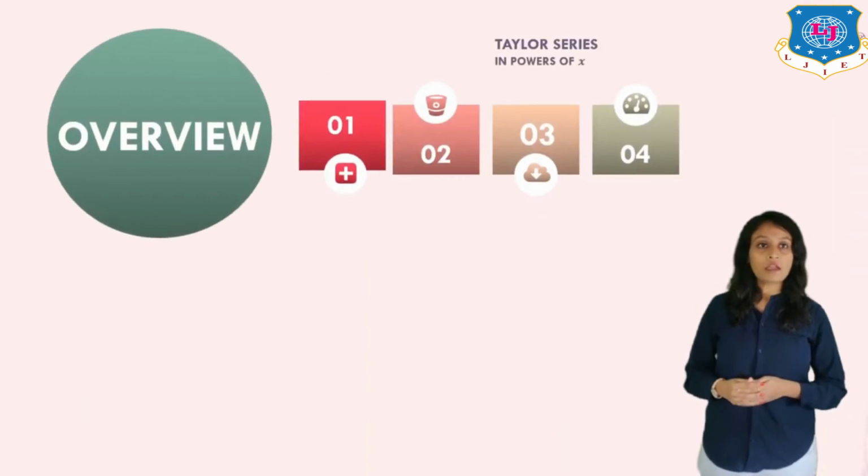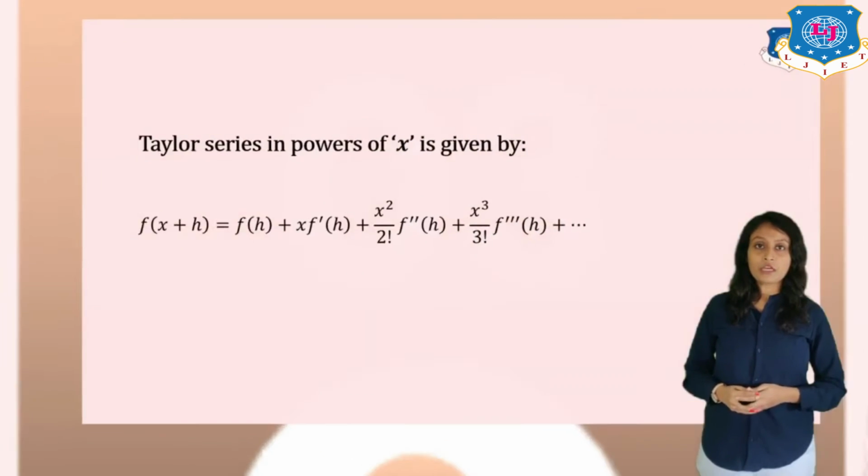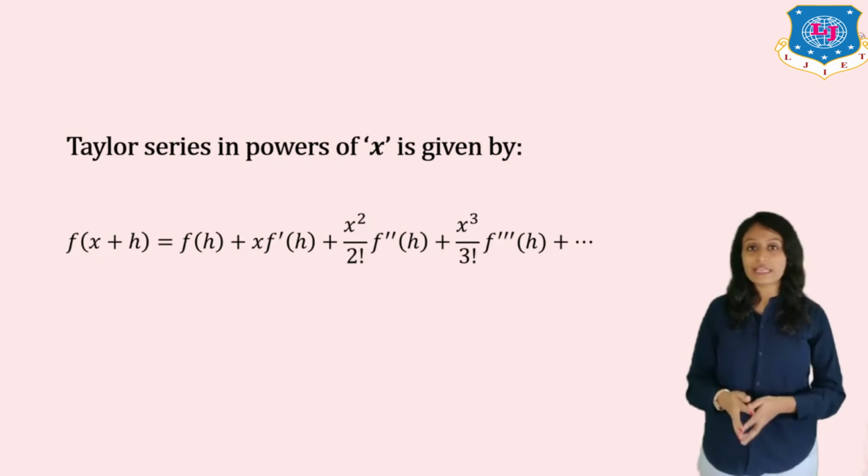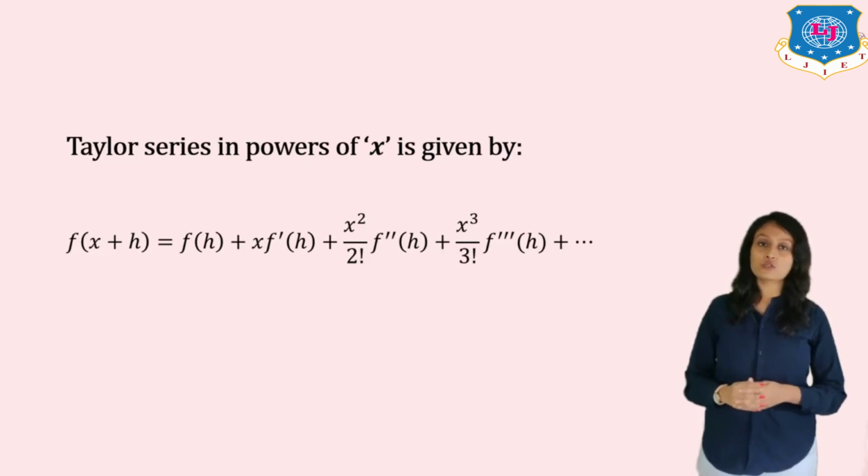Next, we'll see Taylor series in powers of x. The formula for Taylor series in powers of x is f of x plus h is equal to f of h plus x into f dash h plus x square upon 2 factorial f double dash h plus so on. Whenever the question is of the type f of x plus h and it is asked to find in powers of x, we will use this formula.